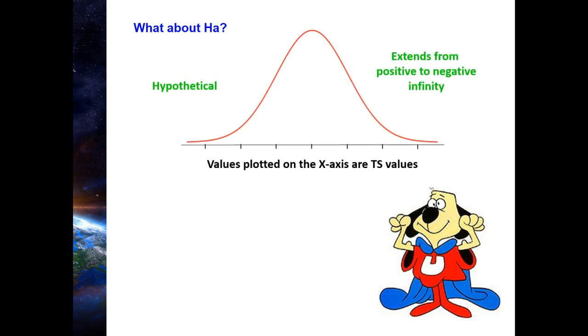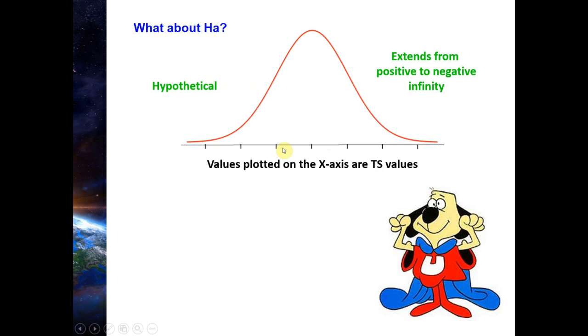So let's look at HA. HA is also a hypothetical distribution. And just like HO, HA goes from negative infinity to positive infinity. Along the x-axis are values of the TS that could belong to HA. In other words, values of the TS that could be representing something in addition to sampling error.